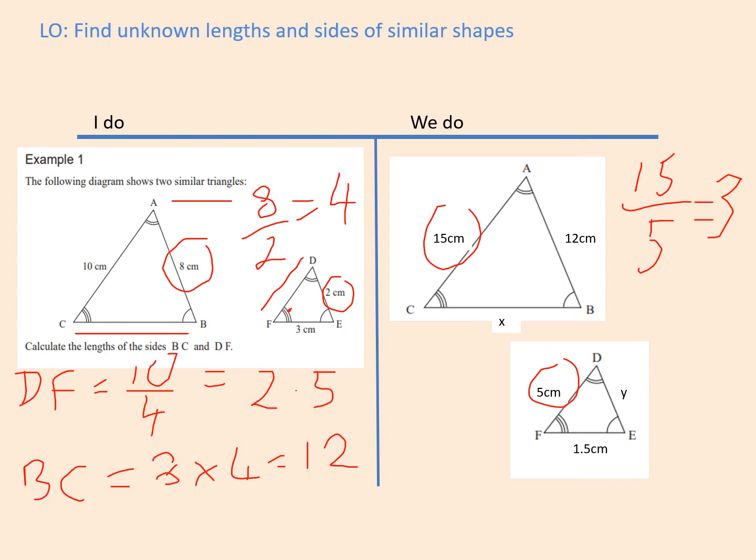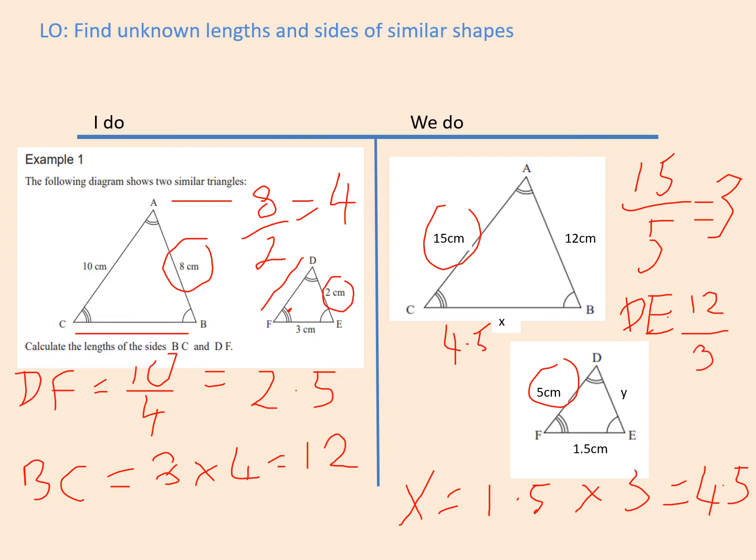So if we look at FE and we look at X, X is going to equal 5 times by 3, so that's 15. Okay, DE is going to equal 12 divided by the factor of 3, so Y is going to equal 4. I bet you got that right.